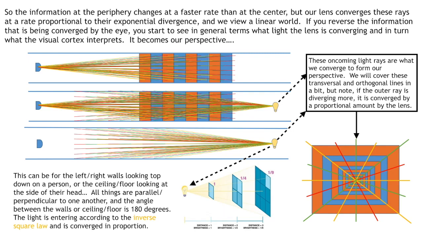So again, these oncoming light rays are what we converge to form that perspective, and we're going to cover that in more detail as we go. But this is kind of a cursory look at our perspective view. We'll cover what these lines represent as we go. There are transversal lines within the, these are the rectangular portions of this view, and the light rays that are coming off over here, the red and green and yellow radiating light rays, essentially become somewhat of orthogonal lines, but we'll cover that as we go.